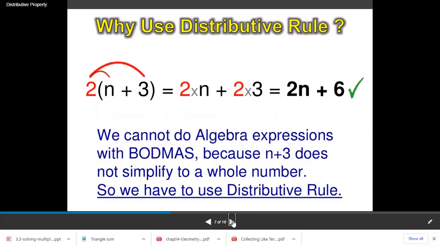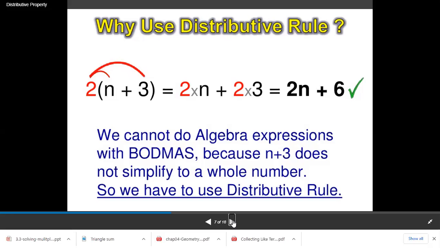Once we have a number before the parentheses like this, we are going to distribute, as I said. We will distribute 2 times n, and then 2 times 3. Then 2 times n will be 2n, which means 2 multiplied by n, and then 2 multiplied by 3. Then I will simplify them. It will be 2n plus 6.